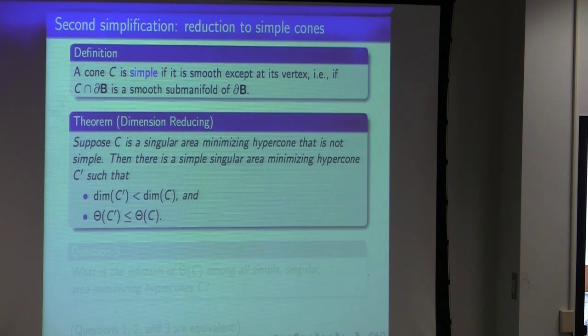Okay, so take a cone. Maybe it's not simple, but if it's not simple, you can find another singular cone, a simple one of lower dimension that has no more density. But how is C prime related to C? How's it related? Well, for this question, it doesn't matter. Oh, but I can kind of show you in a picture.